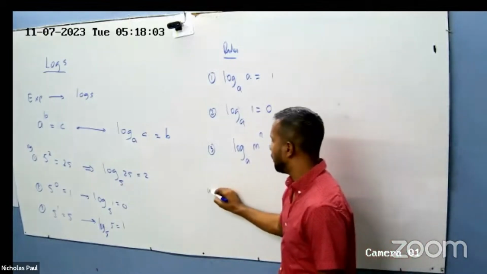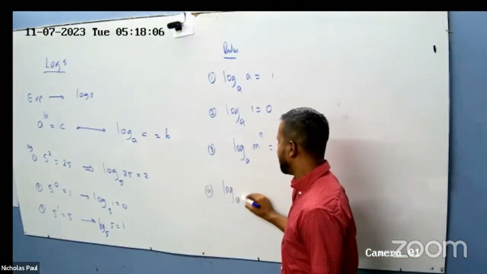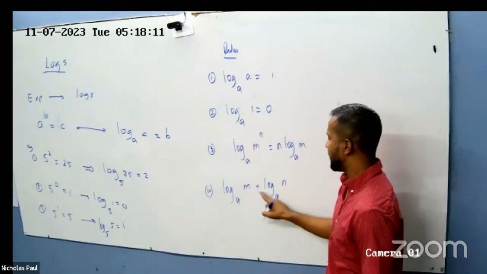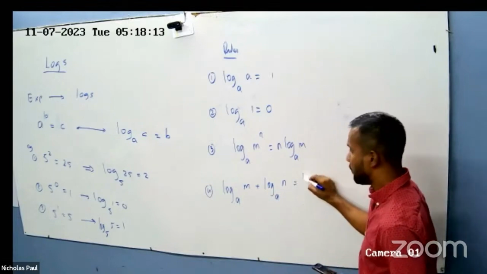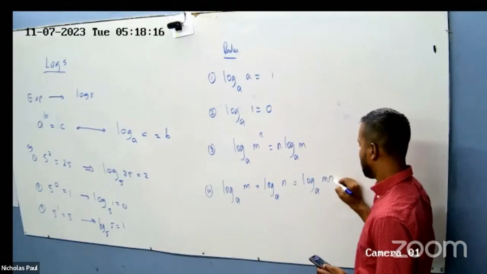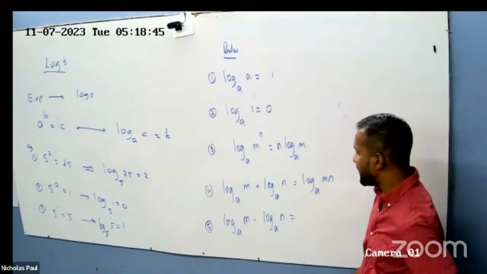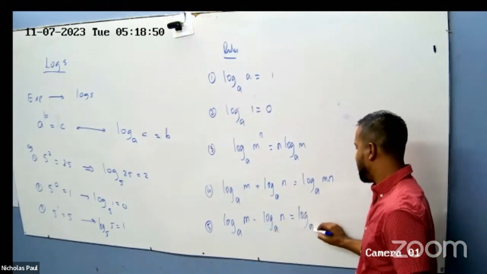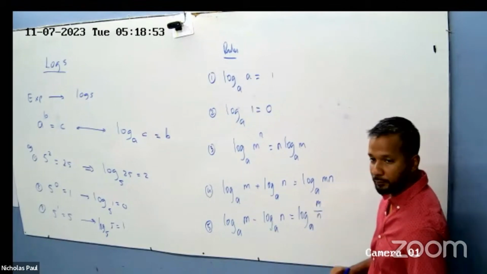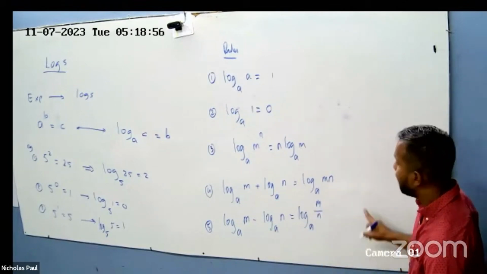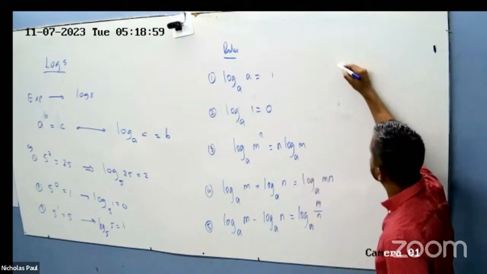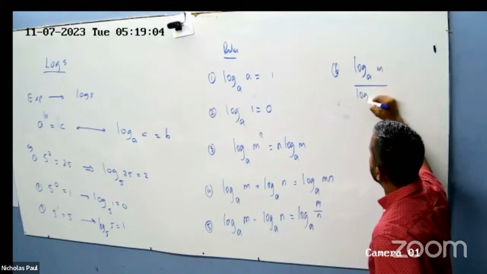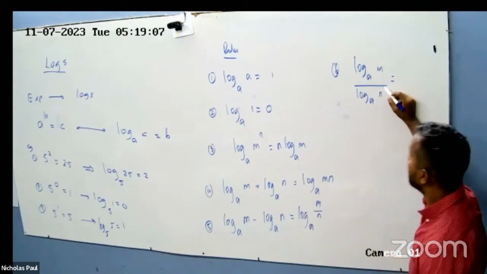Number 4. Log to the base a of m plus log to the base a of n. Same base, addition sign. So what do you do? Multiply. What's this here? Log to the base a of m minus log to the base a of n. Subtract means divide m by n. Are you okay with that? Yeah. What about this rule here? What is log to the base a of m divided by log to the base a of n? Same base and divided, what to do?